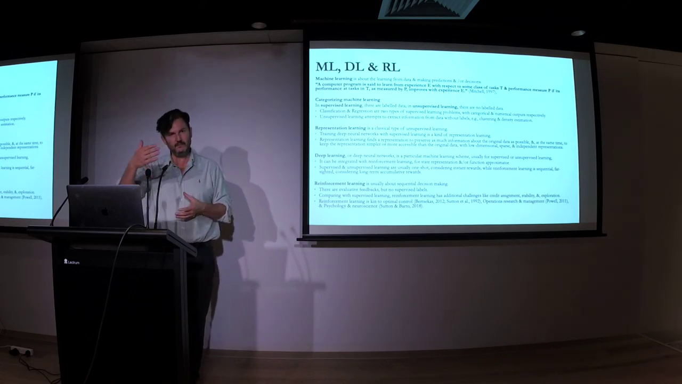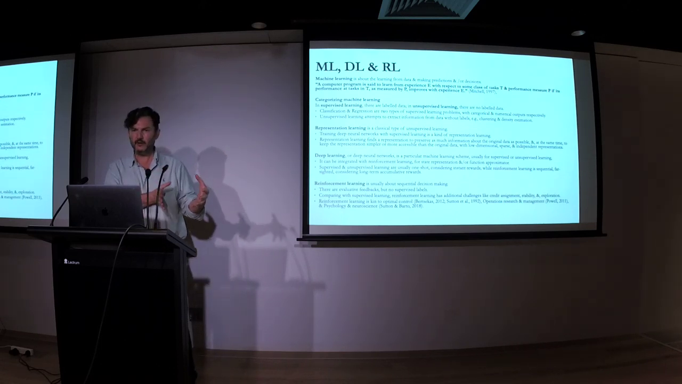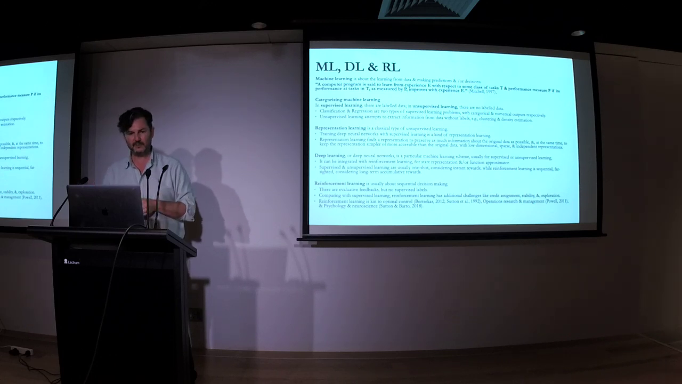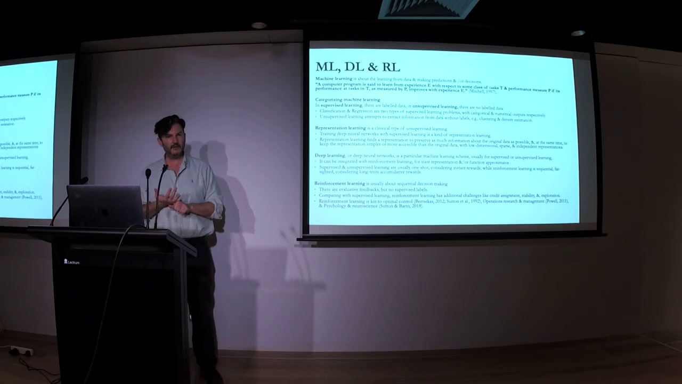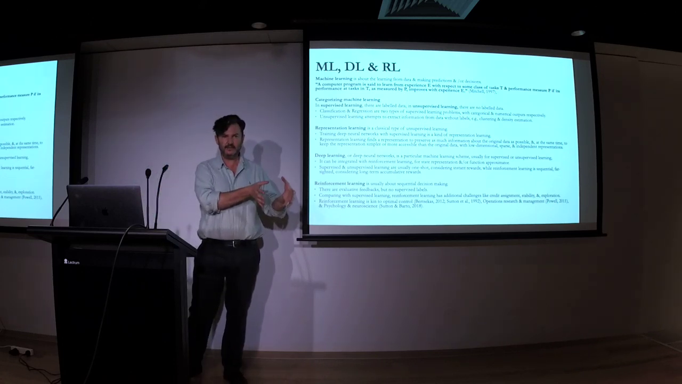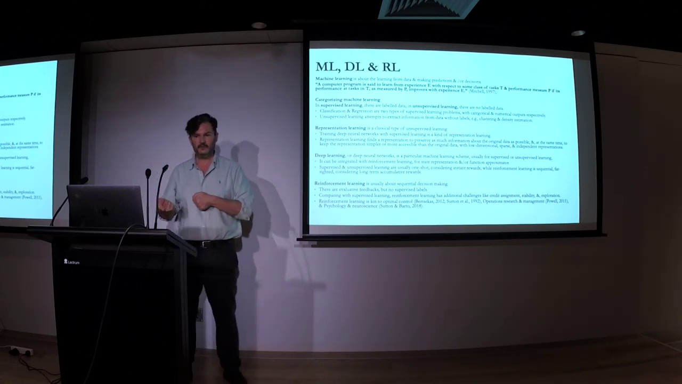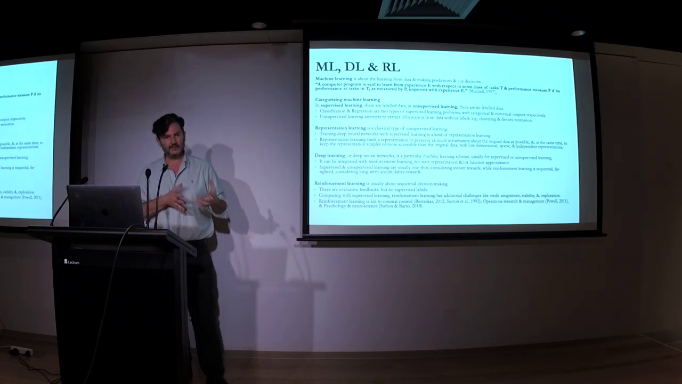And let's break it down, because I'm talking about machine learning here, I'm talking about deep learning, I'm talking about reinforcement learning. So categories of machine learning. We've got supervised learning, so I mentioned earlier, that's labeled data sets. Unsupervised learning is unlabeled data sets. And classification and regression are two types of supervised learning problems with categorical and numerical outputs respectively. We've got unsupervised learning, which attempts to extract information from data without labels, such as clustering and density estimation.